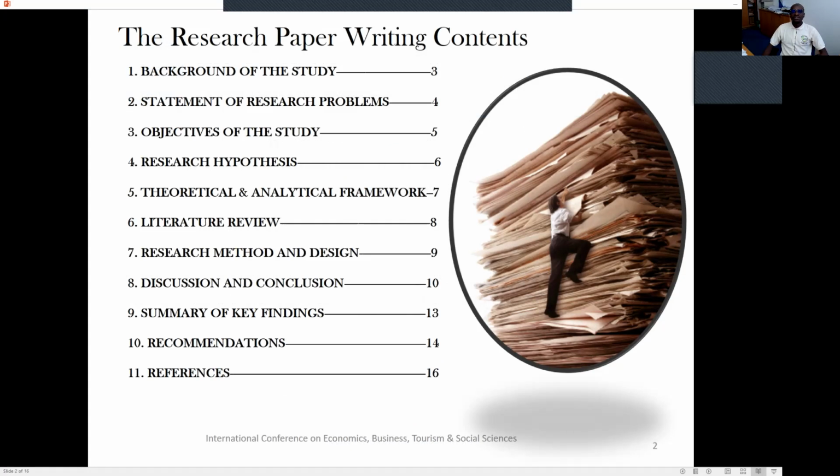The research paper contents include the following. Number 1, background of the study. Number 2, statement of research problems. Number 3, objective of the study. Number 4, research hypothesis. Number 5, theoretical and analytical framework. Number 6, literature review. Number 7, research method and design. Number 8, discussion and conclusion. Number 9, summary of key findings, recommendations, as well as references.